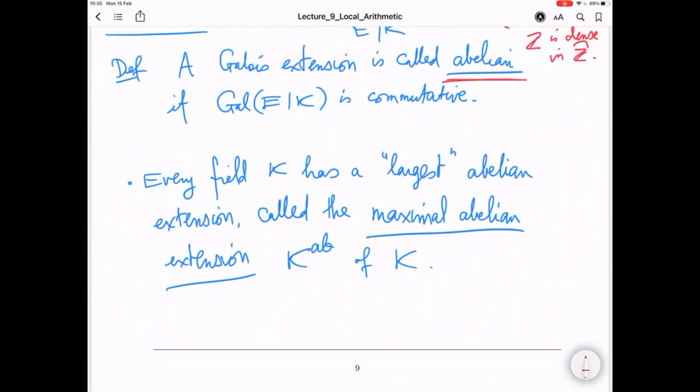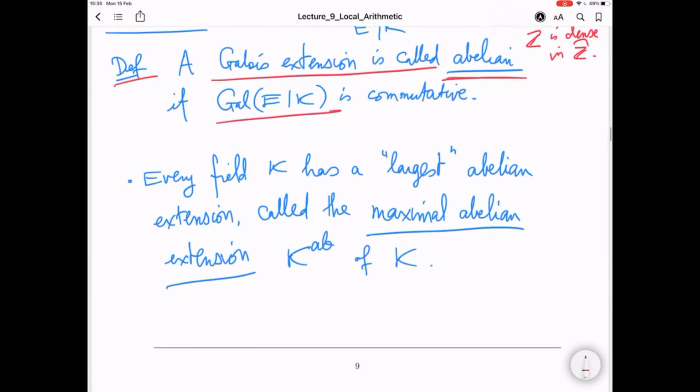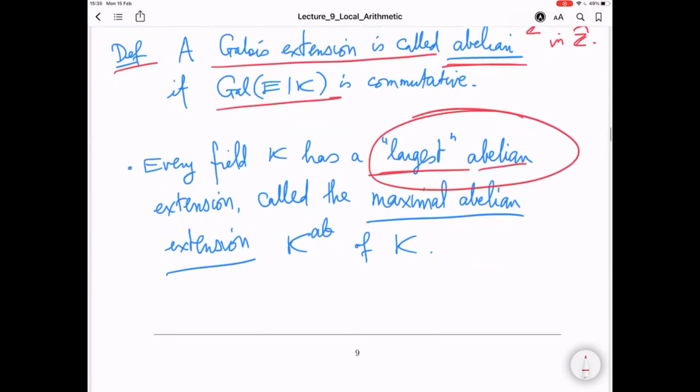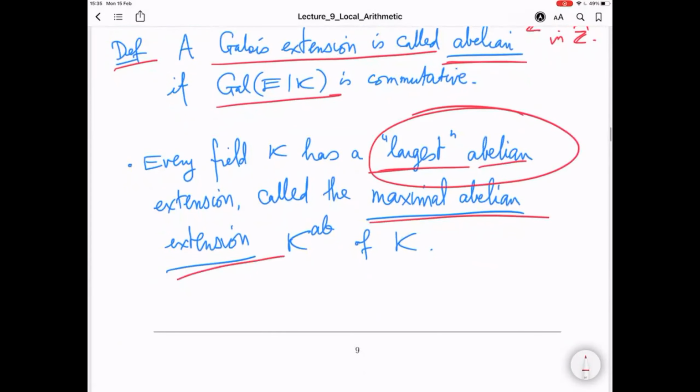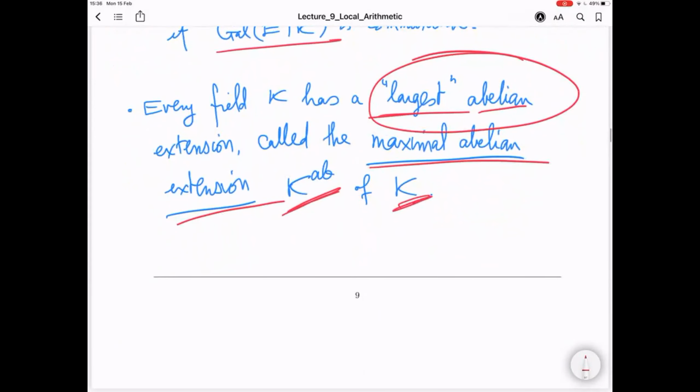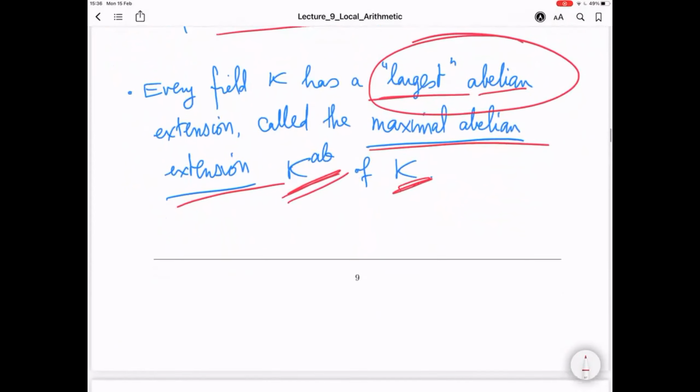So what that means is, here's a definition. A Galois extension is called abelian if this Galois group is commutative, okay? And just as there was some sort of a largest Galois extension, there is some sort of a largest abelian extension, and it's called the maximal abelian extension of K, and denoted K ab. So given any field K, you have the maximal abelian extension of K.